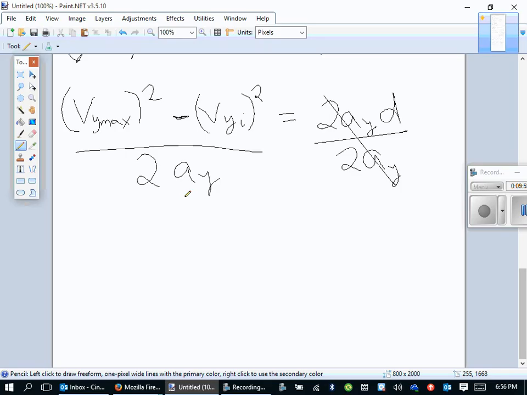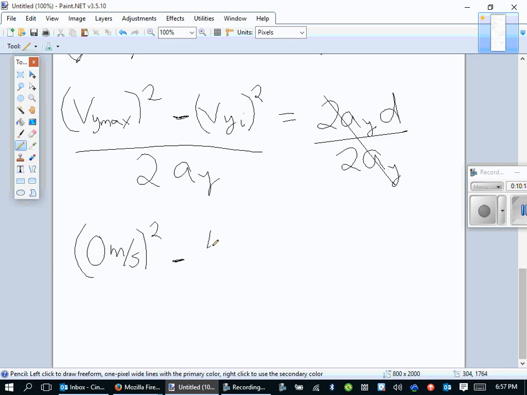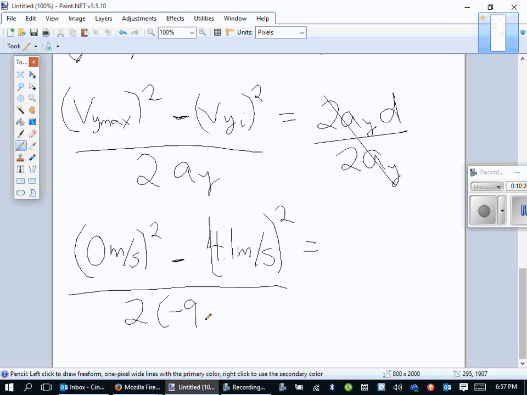So now I need to put in those values that I know. Okay, I have 0 squared, 0 meters per second all squared, minus my initial velocity in the y direction. We calculated that to be 4.1 meters per second, so minus 4.1 meters per second all squared, divided by 2 times my acceleration, negative 9.81 meters per second squared, the acceleration due to gravity, and this is equal to my displacement.